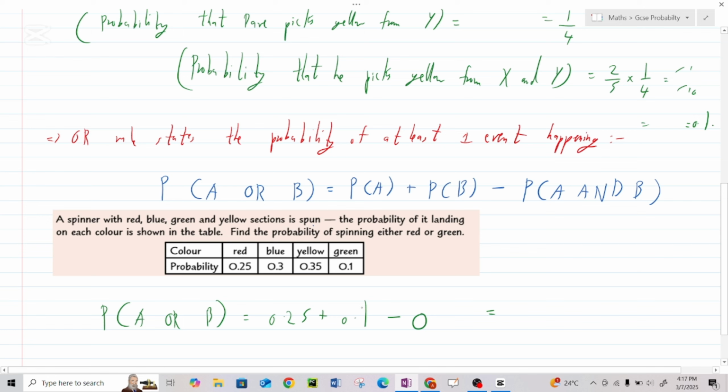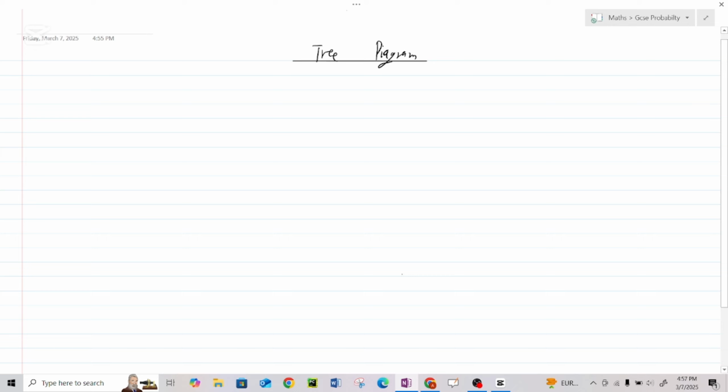Then you have 0.25 plus 0.1. That gives you 0.35 in total. Now the next thing that we're going to be doing is tree diagrams, and we just did something before it, the frequency tree. Now that is closely related to this because it's the exact same thing, but there are some rules that we want to know about specifically for tree diagrams.